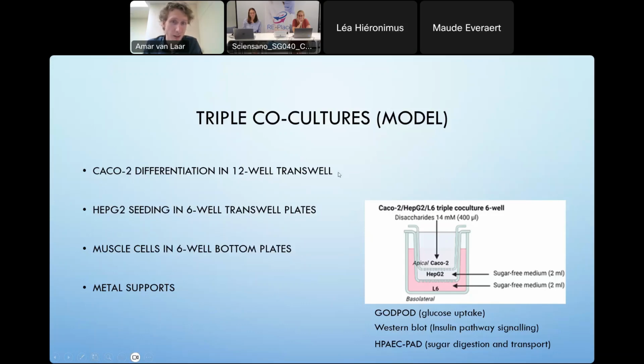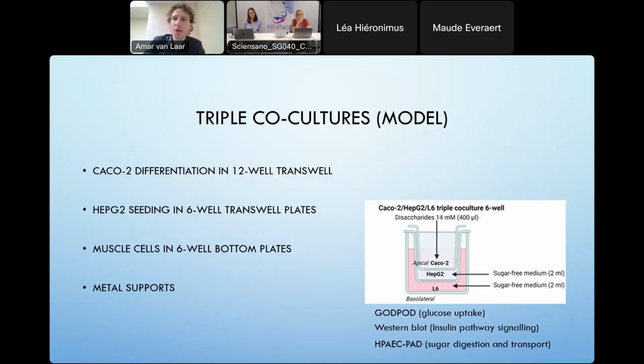These wells are larger than the 24 well, so you have to increase the number of cells proportionally with the surface area of the well. Now the liver cells are also added to a transwell insert, a 6-well transwell insert that will now be a middle layer, and skeletal muscle cells at the bottom of a 6-well plate.